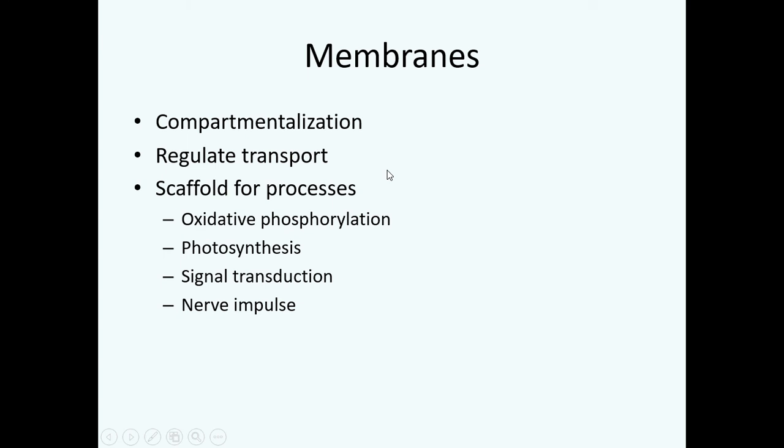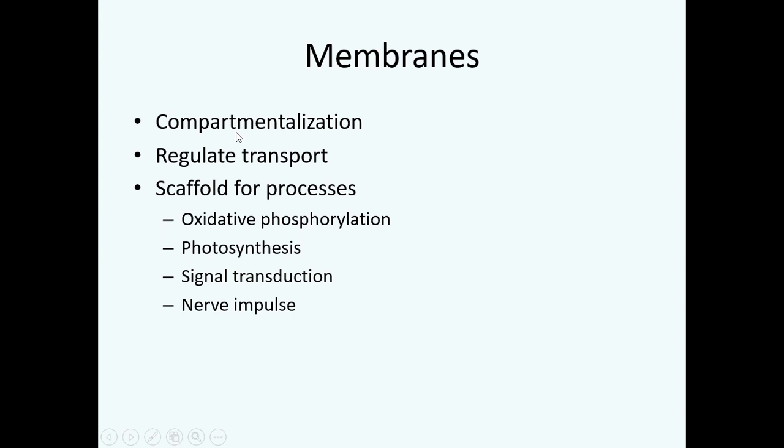A quick few words about membranes. Membranes are made up of lipids. Phospholipids are one important type of lipids which are found in the membrane. There are some other derivatives and some other types of lipids which are present in the biological membranes as well. One important function of the membranes is that they are important for the compartmentalization of different parts of the cell.